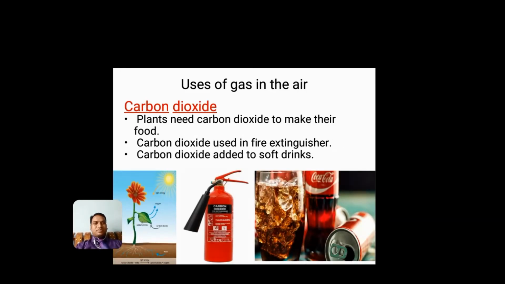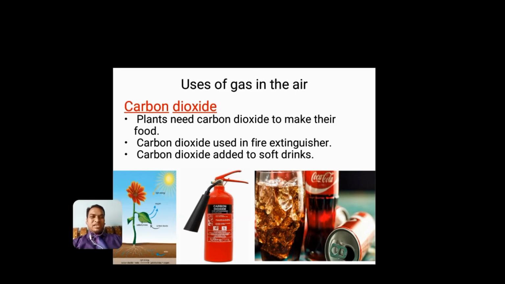Next, carbon dioxide. Plants need carbon dioxide to make their food. Without carbon dioxide, plants cannot make their food. Carbon dioxide is also used in fire extinguishers. If you want to put off a fire, we can use a fire extinguisher, and in that fire extinguisher there is carbon dioxide which helps to reduce the fire, or put it off. Carbon dioxide is also added to soft drinks, the drinks you like, Coca-Cola, Fanta, Pepsi, 7 Up. In these types of drinks, carbon dioxide is used.